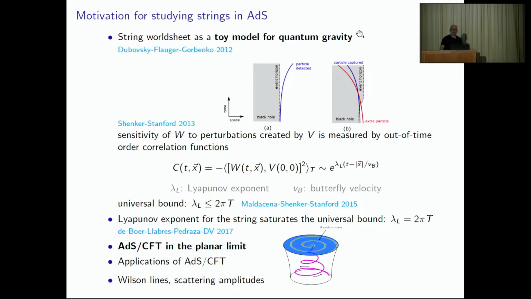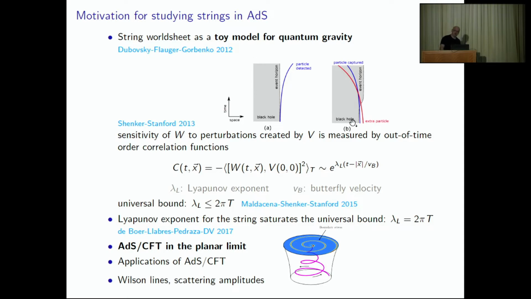Unfortunately, it does not have local degrees of freedom, so you might want to have a system which does have local degrees of freedom, and the string worldsheet is such a model. What does it have to do with gravity? My motivation for studying the string came from a series of papers by Shenker and Stanford, where they studied chaos, how chaos appears in AdS-CFT.